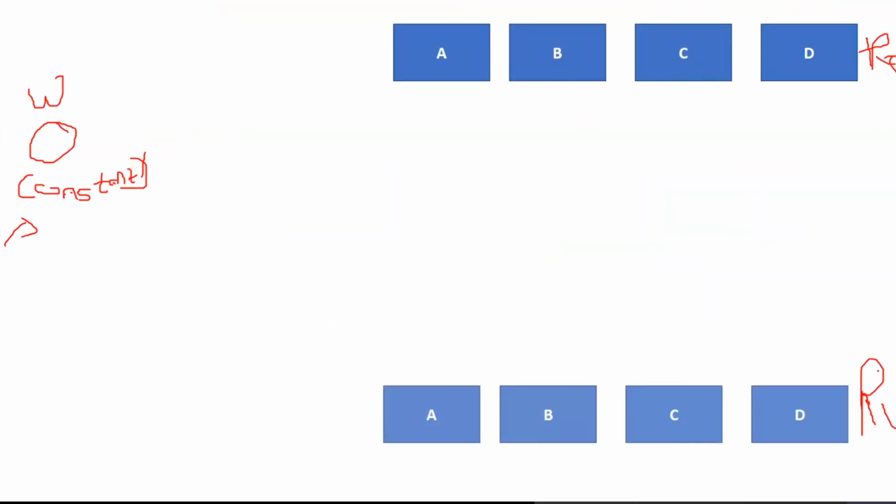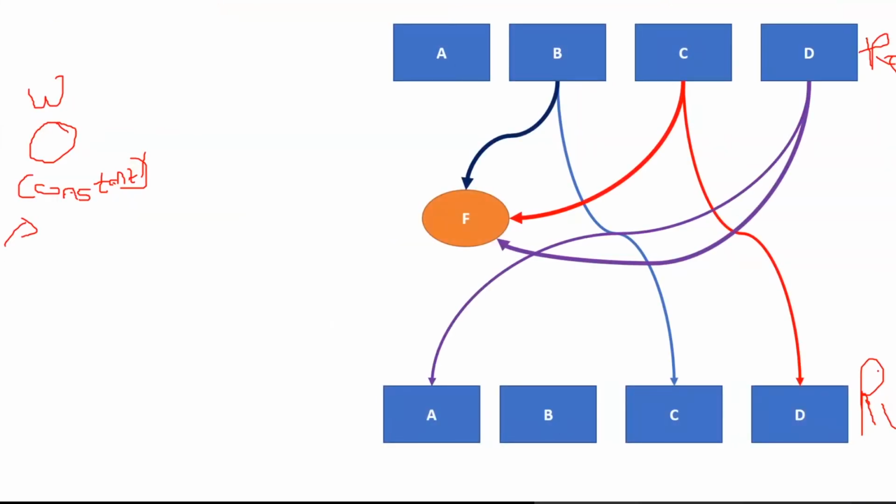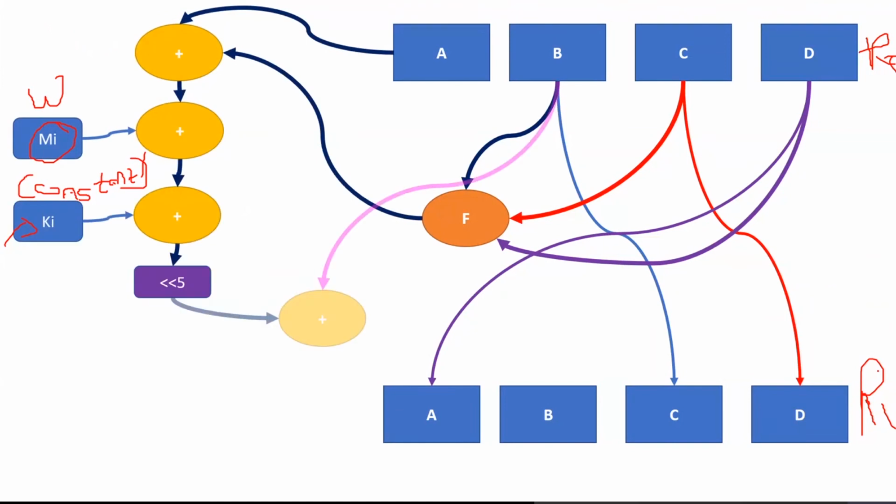There should be one major question looking at this diagram. What should be that question? What happens inside F?